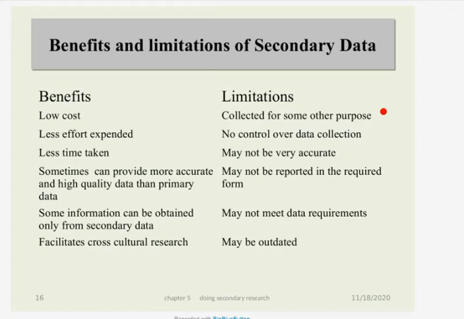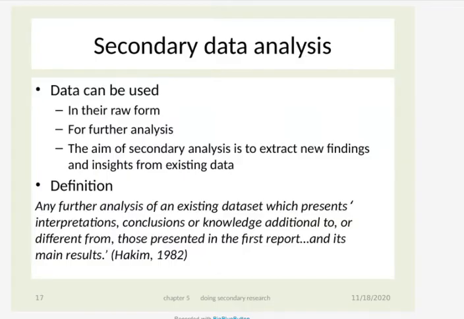عايزين ننسى ان هي they were collected for other purposes. فممكن يبقى ده عائق قدام. No control over data collection because خلاص هي اتجمعت بالفعل. مش اي كنترول على هي تتجمع. هي اتجمعت. May not be very accurate, may not be reported in the required form, may not meet data requirements, and may be outdated. ممكن يكون عدى عليها وقت زمان فما بتكونش.